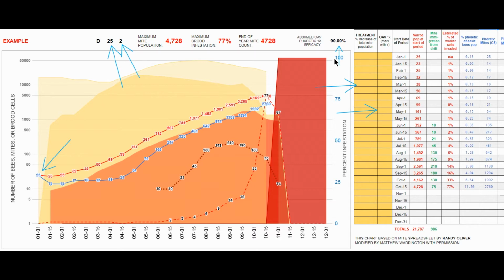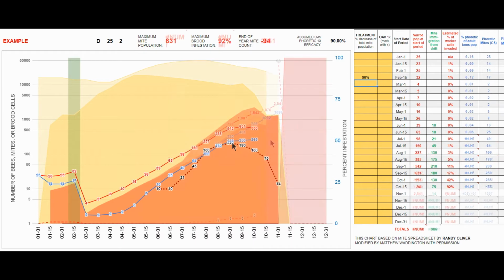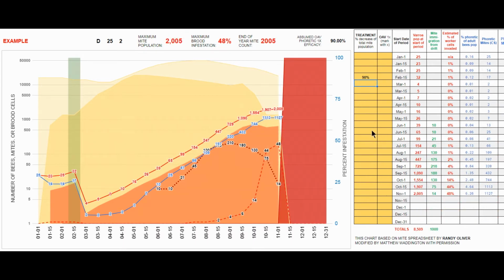So when we want to add information to those particular inputs, we just type in the number that we want to use. So let's say I want to add a 90% efficacy treatment right there. One thing I did add is a green bar to the chart, which shows you where that treatment occurs. So when you're just looking at the chart itself and not paying attention to what values you're putting in, you're seeing the values appear as green bars.